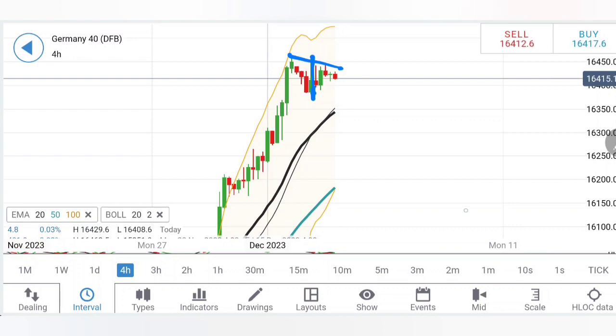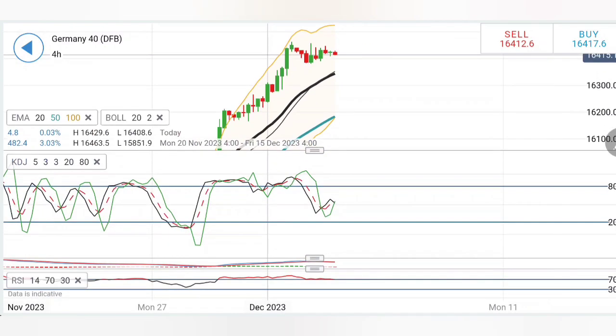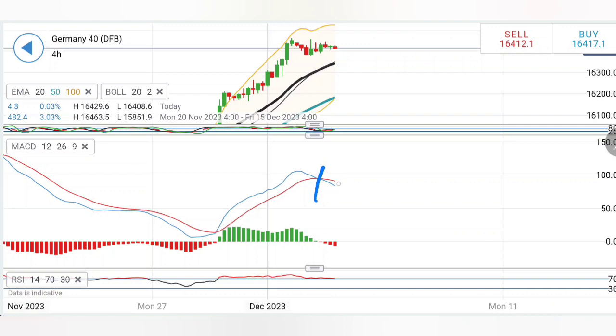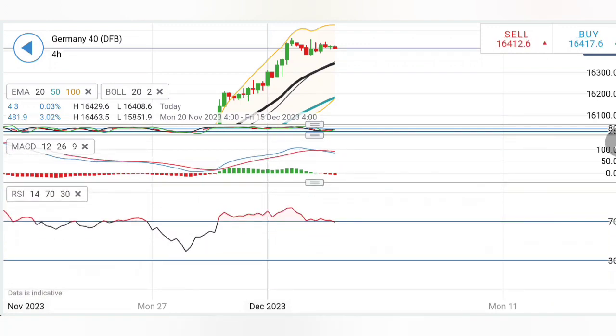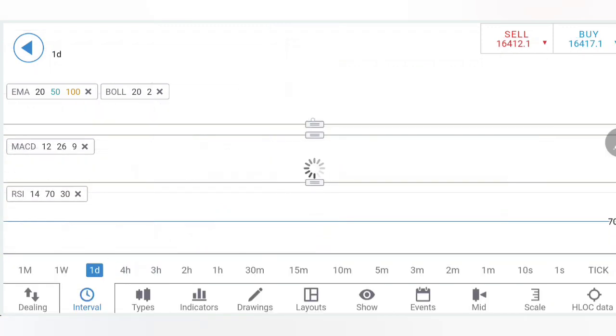And in my weekly and daily reviews, I have mentioned several times, as long as 16,500, 550 is not taken, do not treat DAX as bullish. Stochastic comfortable, MACD has crossed over for a sell. RSI is still overbought. It is just coming out of it.